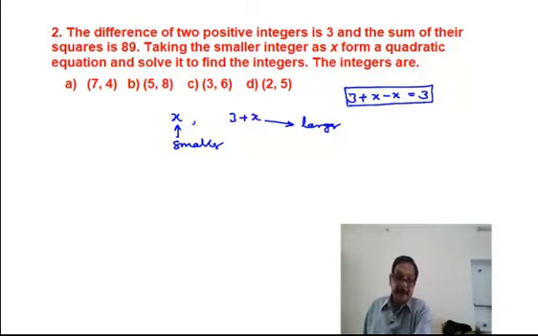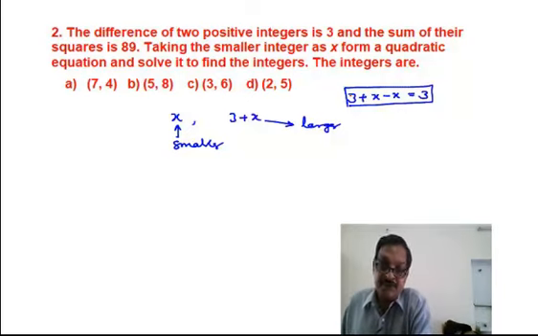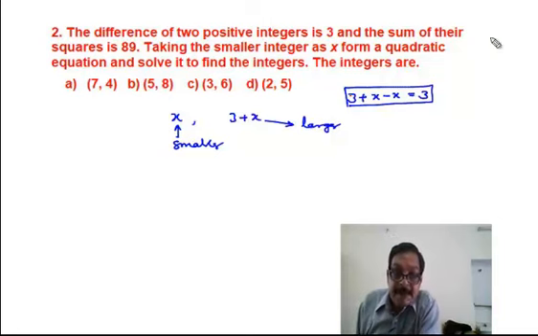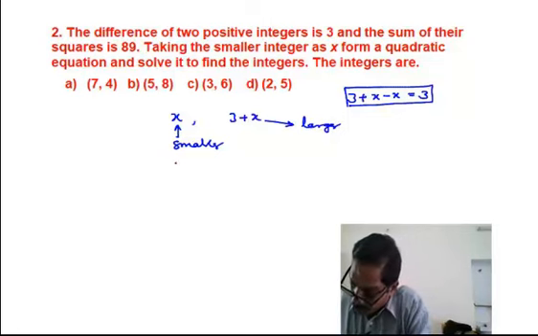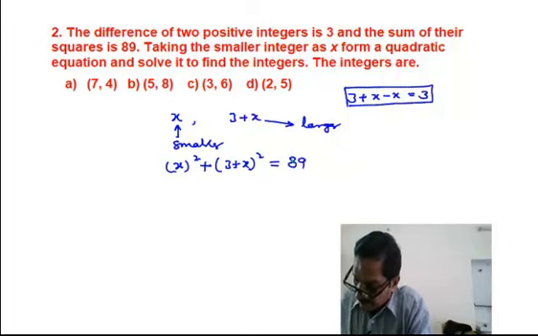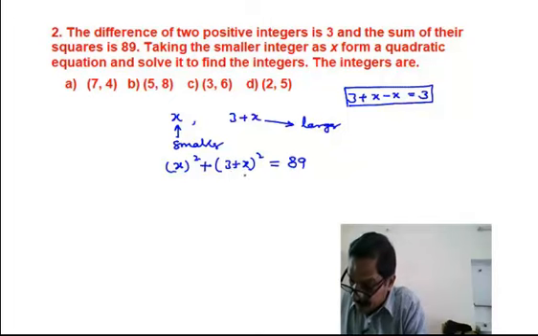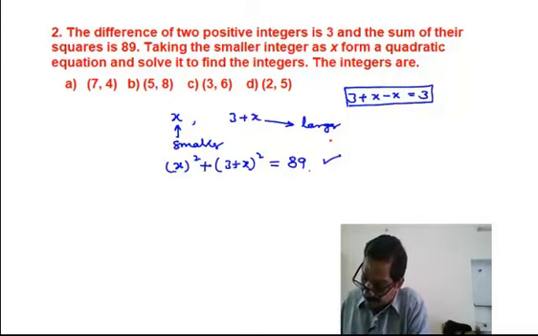Now I have to make the quadratic equation using the second condition of the question. The question says the sum of their squares is 89. Now apply it. So I obtain x square plus (3 plus x) whole square equal to 89. The sum of the squares of those numbers is equal to 89. This is how I have formed the quadratic equation. Now simplify this. Here the formula for (a plus b) whole square is to be used.